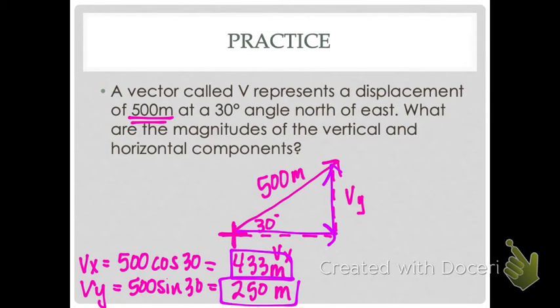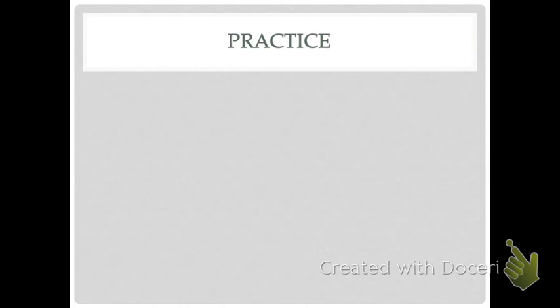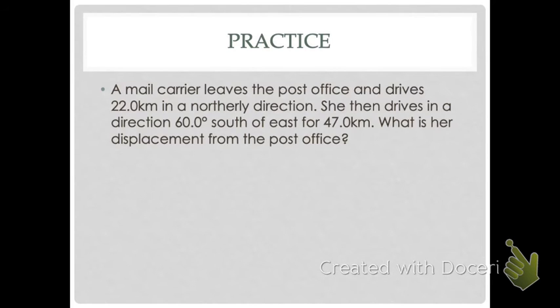Okay, so now we're going to do one final problem here that kind of puts it all together. Now we've got multiple vectors we're going to do this process with. This next one says, a mail carrier leaves the post office and drives 22 kilometers in a northerly direction. That just means due north. She then drives a direction 60 degrees south of east for 47 kilometers. What is her displacement from the post office?